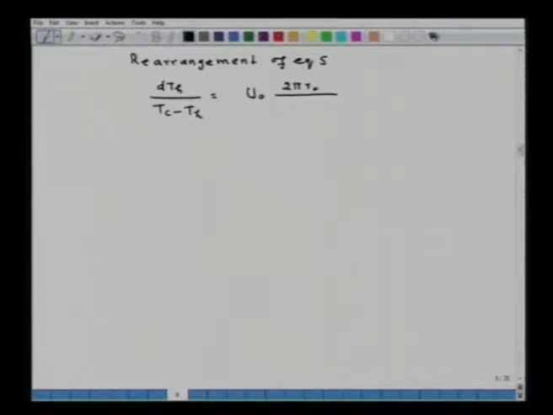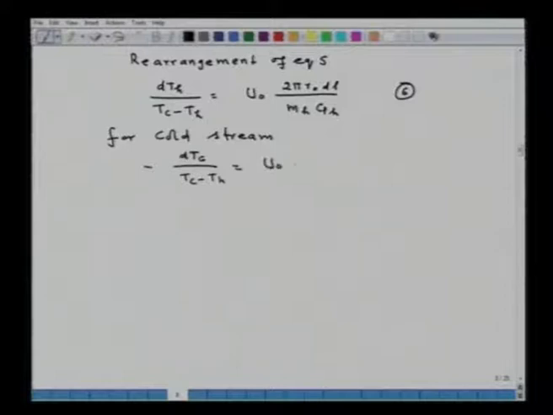Now, rearrangement of equation 5, we can write down dTh upon Tc minus Th equal to U0 into 2 pi R0 dl upon mH into Cph, let us say this is equation 6, and similarly for the cold stream, the equation will be minus dTc upon Tc minus Th equal to U0 2 pi R0 dl upon mc into Cpc. Let us say this is equation 7.